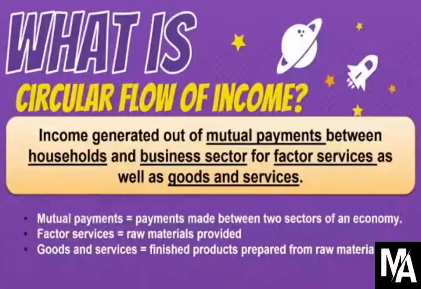So mutual payments are done between the households and the business sector for factor services. Now factor services can be understood as the raw materials provided. In the example which I had given you, the farmer had provided the raw material of wheat flour to the baker, as well as goods and services. That's the last part of the definition. And the goods and services can be understood in the example as the finished product, that is the bread. Bread was provided by the baker, which was prepared from the raw material, and this bread is now being consumed by the farmer. And so income generated out of mutual payments between the households and business sector for either factor services as well as goods and services is called circular flow of income.